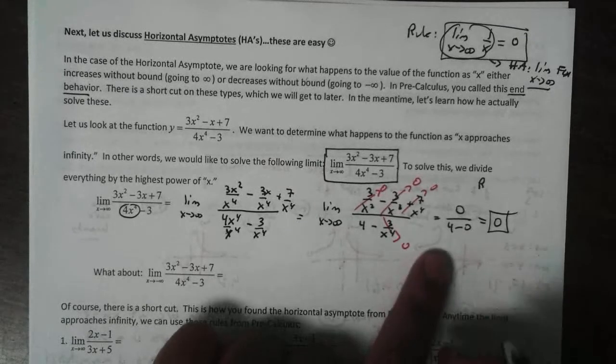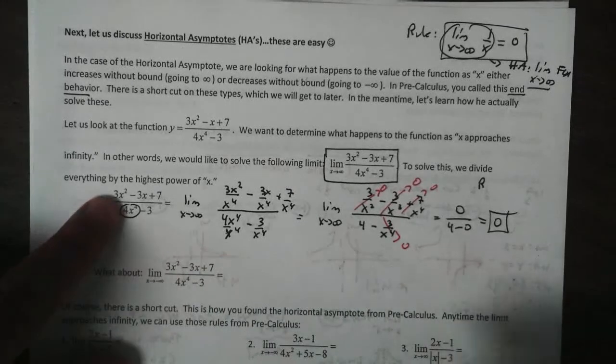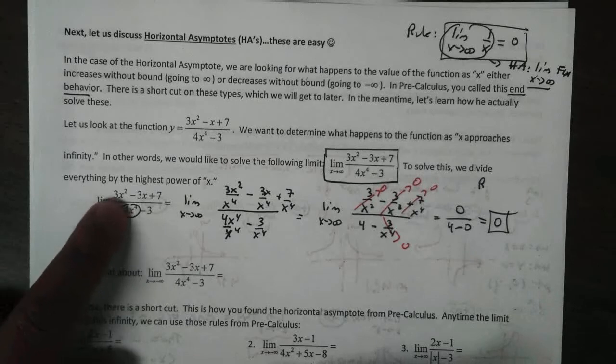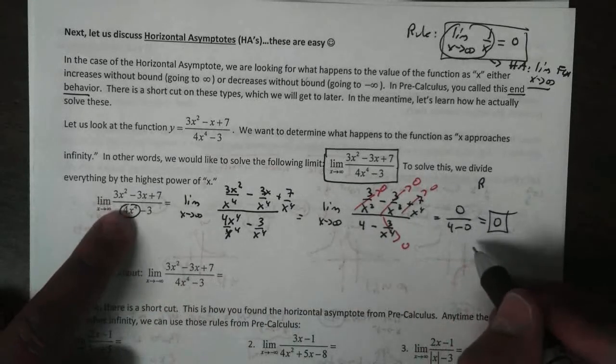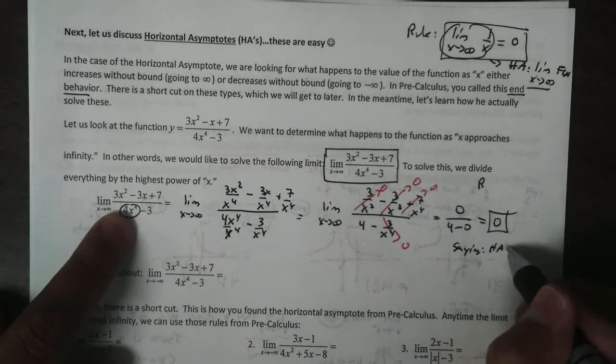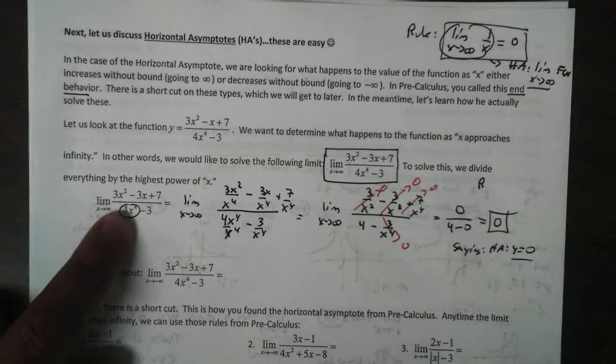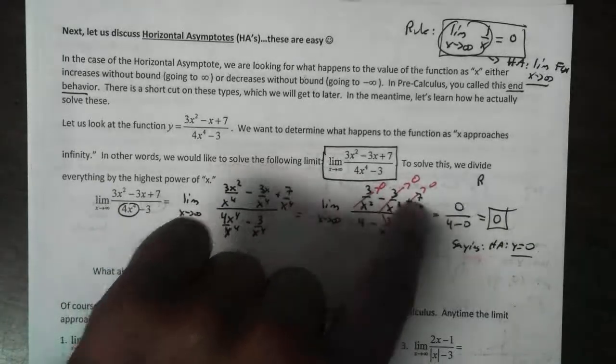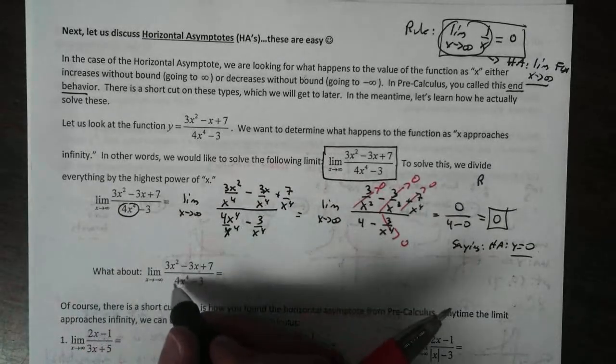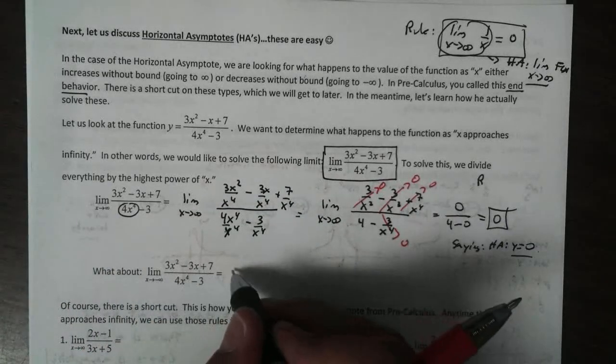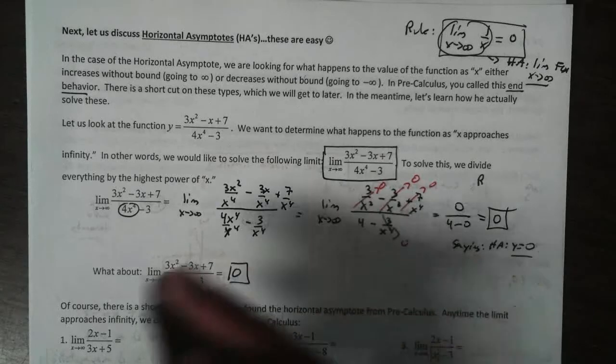Now, you might recall this from pre-cal. If the degree on the bottom is larger, the horizontal asymptote is 0. This is saying that we have a horizontal asymptote at y equals 0. And this is mathematically how we solve it. And you would get the same thing here. This just becomes 0 as well.